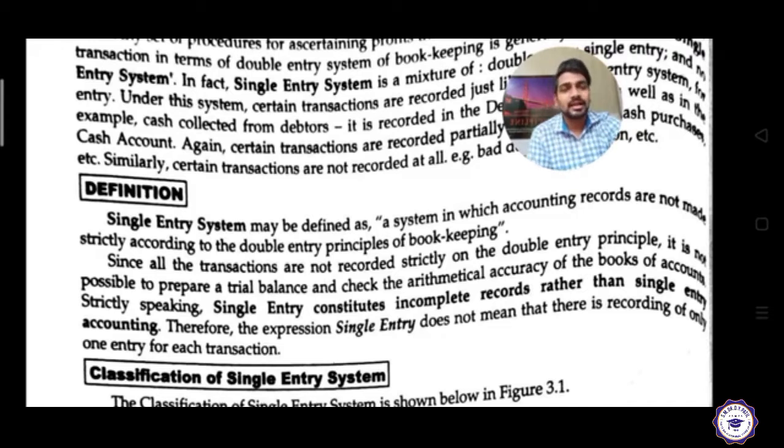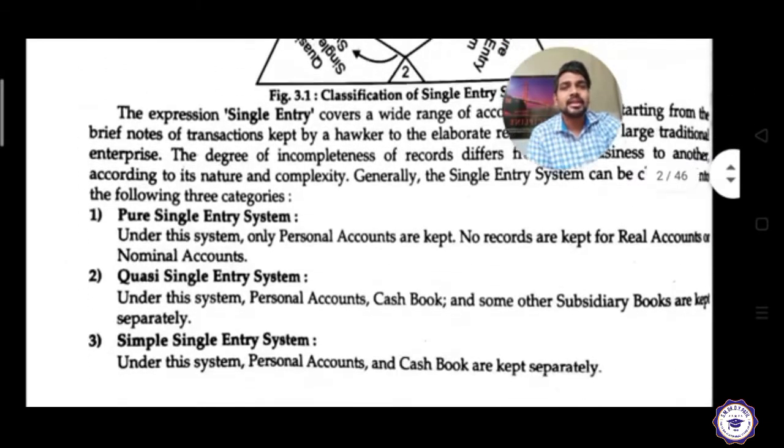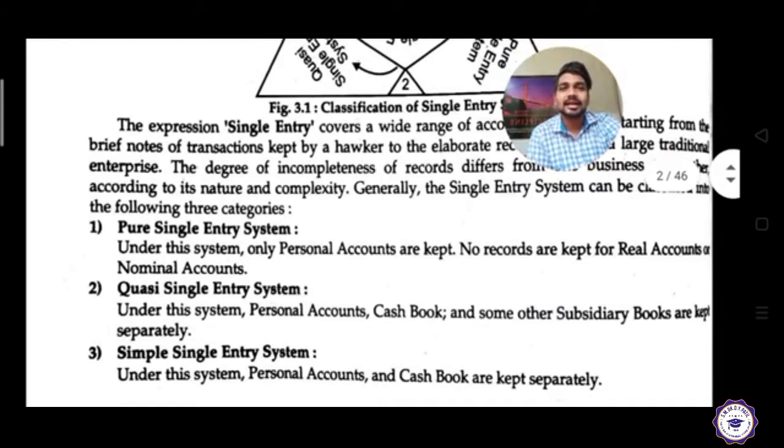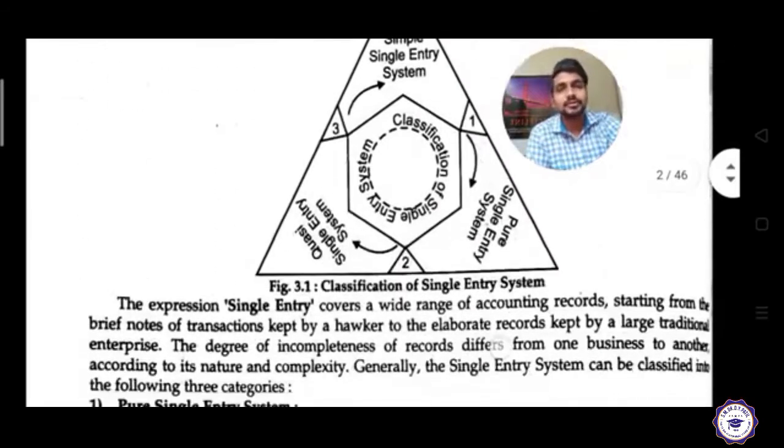Now students, let us see the classification of single entry. Single entry may be classified in various categories: pure single entry system, cohesive single entry system, and simple single entry system. Under the pure single entry system, only personal accounts are kept, and no records are kept for real accounts or nominal accounts. Under the cohesive single entry system, personal accounts, cash book and some other subsidiary books are kept separately. And under the simple single entry system, personal accounts and cash book are kept separately. I hope you have got the points of classification of single entry system.